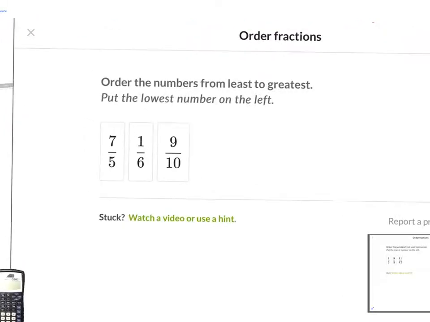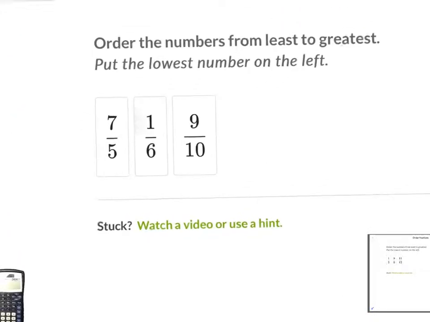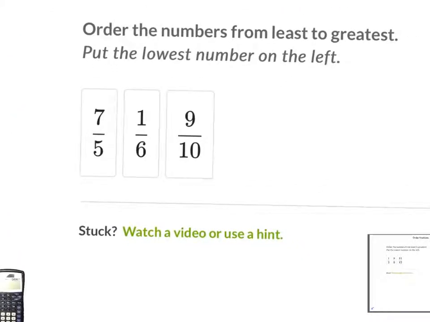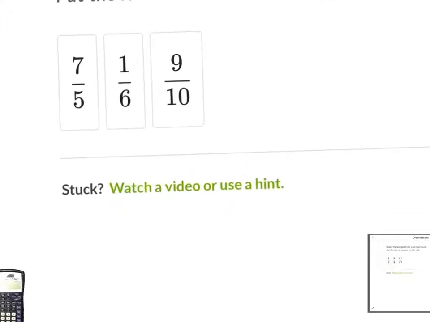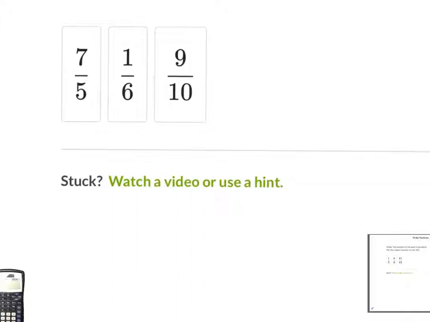Like this guy right here, again, same problem. Put the lowest on the left, the greatest on the right. So order it from least to greatest. And right here, the greatest denominator is 10, but the problem is, yeah, I could convert 5 to become 10 by multiplying by 2, but 6 times 2 is not 10. So 10 is not going to be the denominator that we're using, okay? You start out with looking at the biggest one. That's what you try to change them to, but we weren't able to change them to 10.